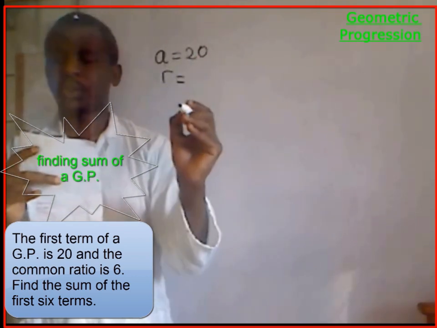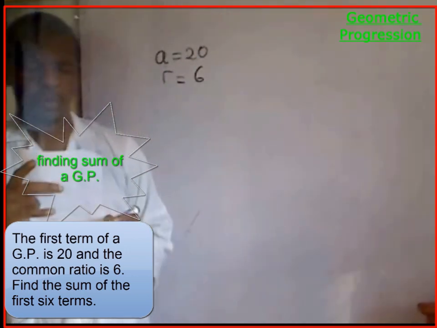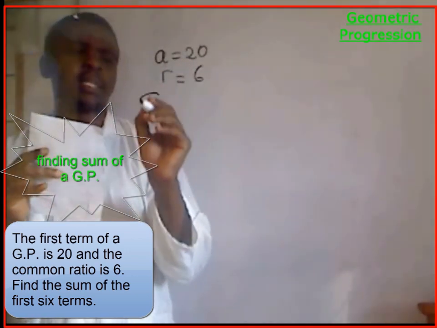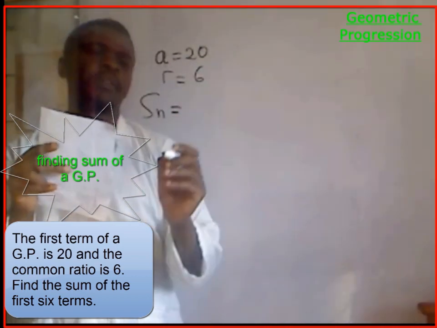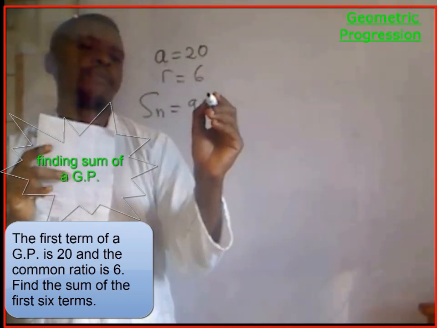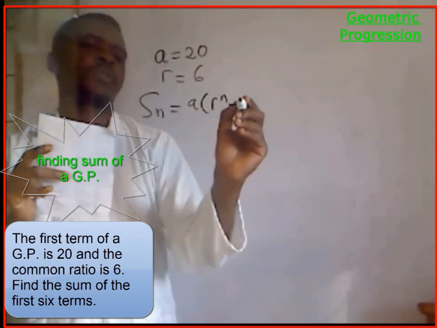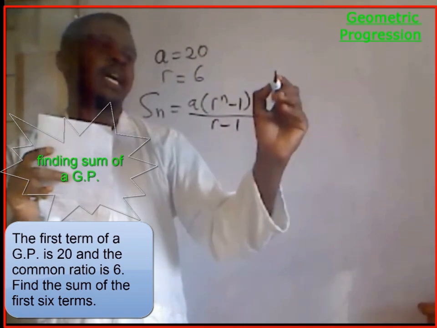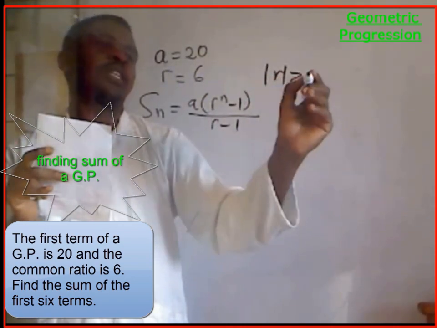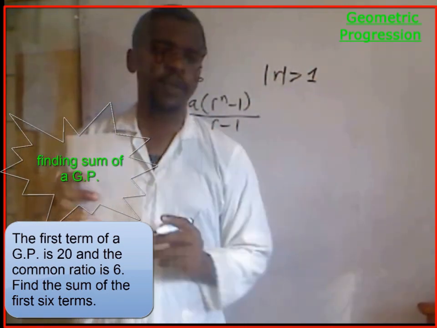Our common ratio is 6. What do we know? We know that the sum of the first n terms of a geometric progression is given by the formula a(r^n - 1) all over r - 1. We know here that the absolute value of r is greater than 1. That's why we are using this formula.